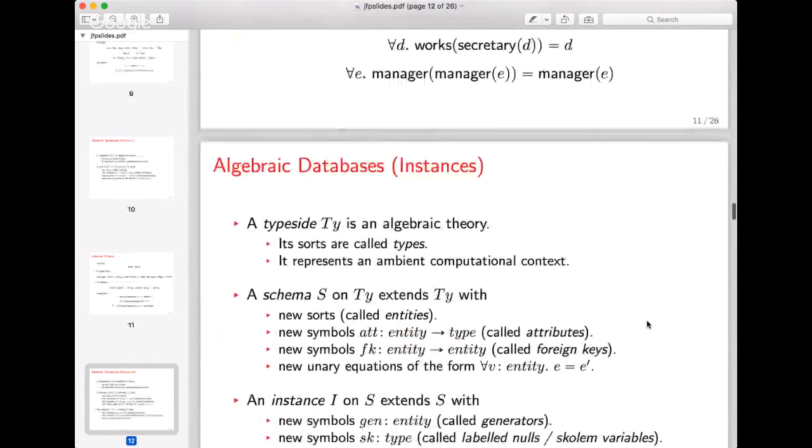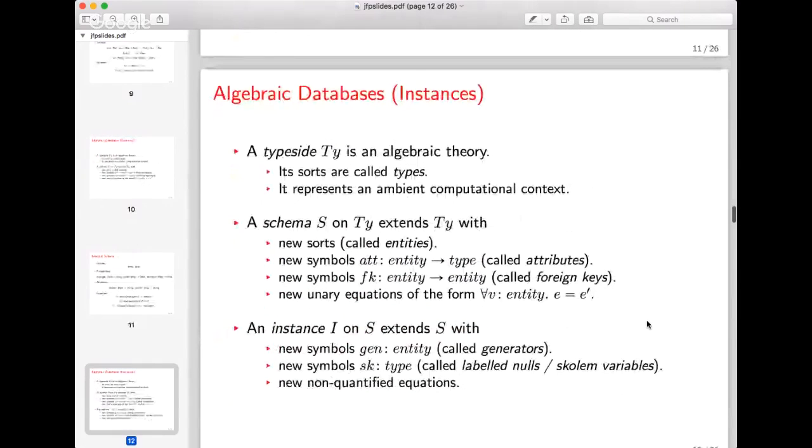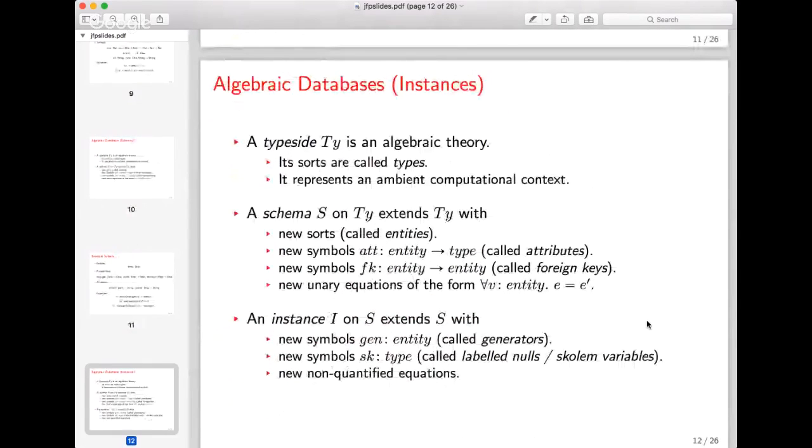So, what are instances on these schemas? Well, an instance on a schema S is, as before, just another equational theory. We have new function symbols that are zero arity, and these can have entities or types. The ones at entities we call generators, and the ones at types we call labeled nulls or Skolem variables. And we also have some new non-quantified ground equations.